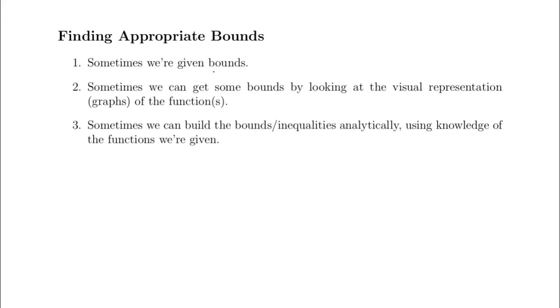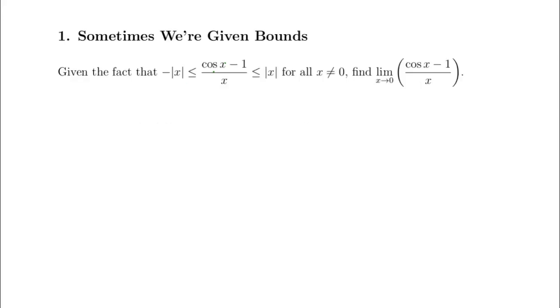That's obviously going to be trickier to do because we have to know a lot about the function we're working with. So here's an example where we're just given this boundary, right? We're given three functions. I'm going to tell you the negative absolute value of x is less than or equal to (cosine x minus 1) over x, and that's less than or equal to the positive absolute value of x for all the x values that aren't 0. Obviously, you can see what the problem is when x is equal to 0. We're going to divide by 0, and things are going to get all wonky. But we don't care about that because x is just approaching 0 here.